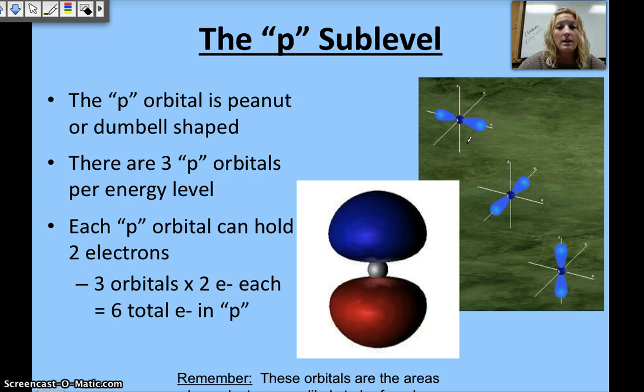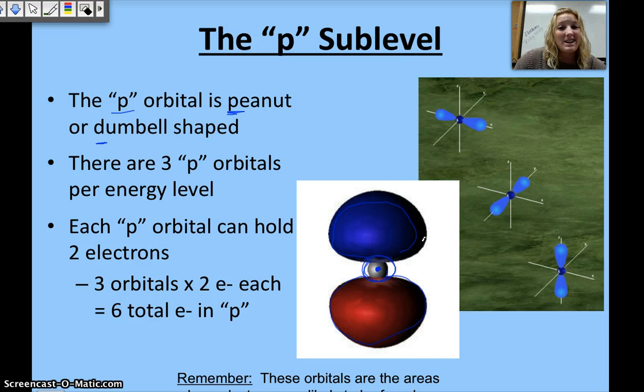The P sublevel stands for peanut shaped. Or if you don't like peanuts, maybe you're allergic, dumbbell shaped. Okay, so if this is where our nucleus is, we have our sphere shape here in the middle still, and then we have these dumbbell things, or these peanut lobes. So this is the area that an electron can be in.